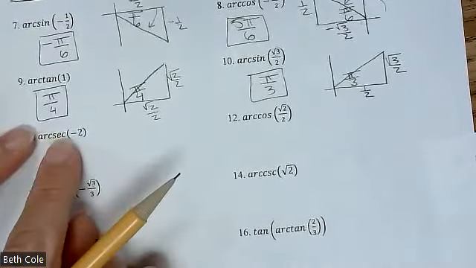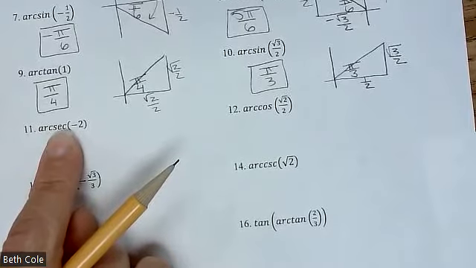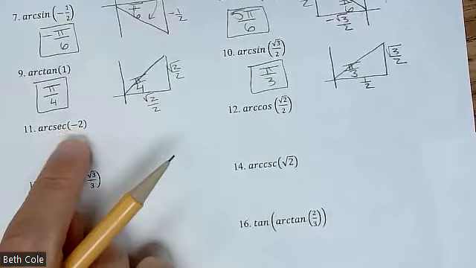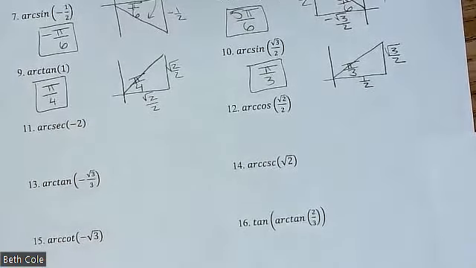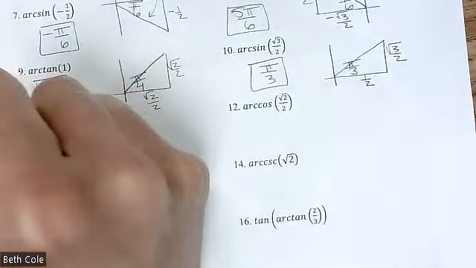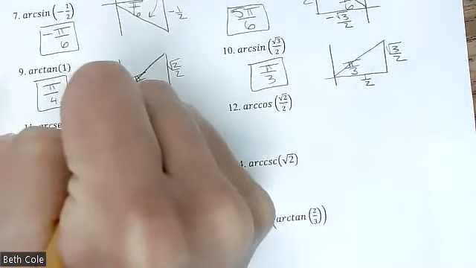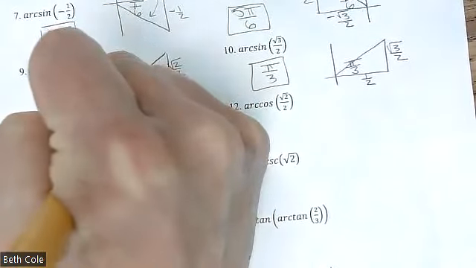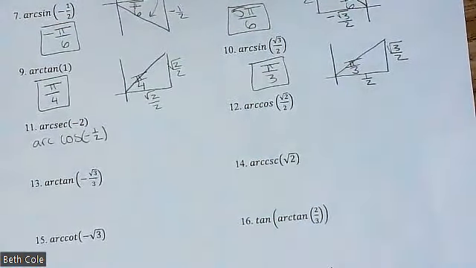Now, if you come across secant or cosecant, you want to reciprocate them. What is the reciprocal of secant? Which function? Cosine. So you want to rewrite this as arc cosine. And then what do you get if you flip -2? -1/2. So if you get secant or cosecant, make it sine or cosine. Those are a whole lot easier to deal with.